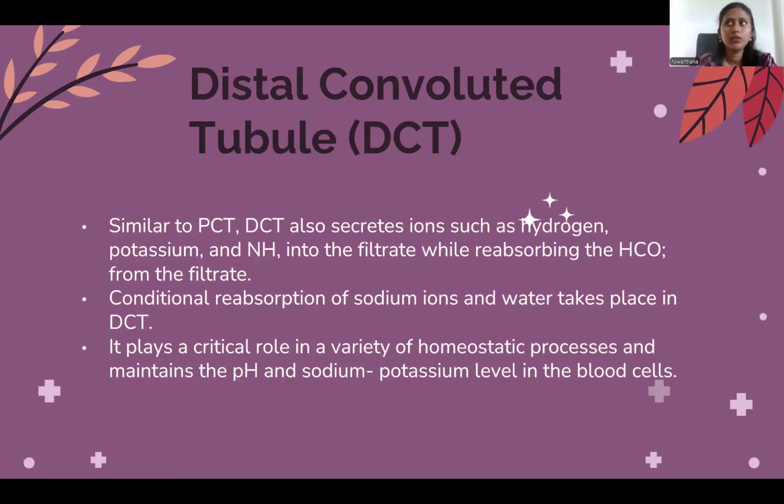So the distal convoluted tubule. Similar to the proximal convoluted tubule, the distal convoluted tubule also secretes ions such as hydrogen, potassium, and ammonia into the filtrate, while reabsorbing bicarbonate from the filtrate. And conditional reabsorption of sodium ions and water takes place in the distal convoluted tubule. The distal convoluted tubule also plays a critical role in a variety of homeostasis processes, and it also maintains pH and sodium and potassium levels in the blood.